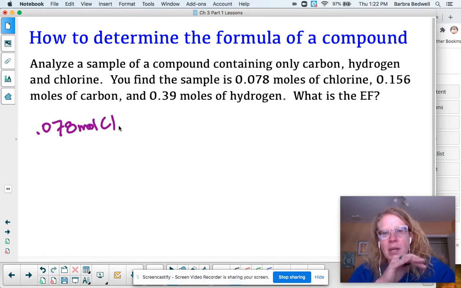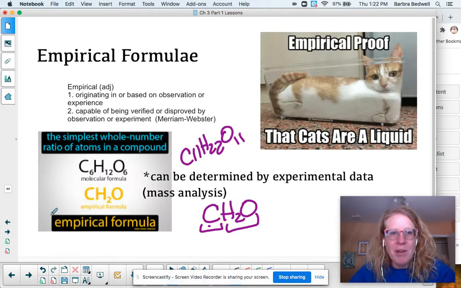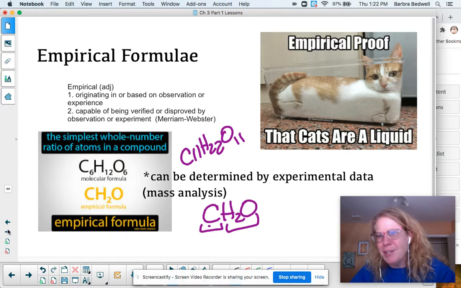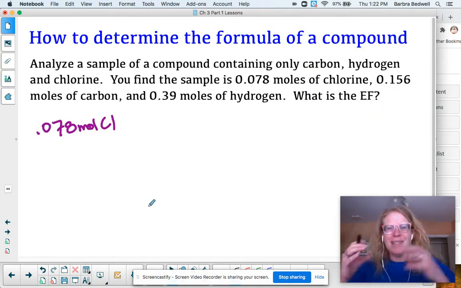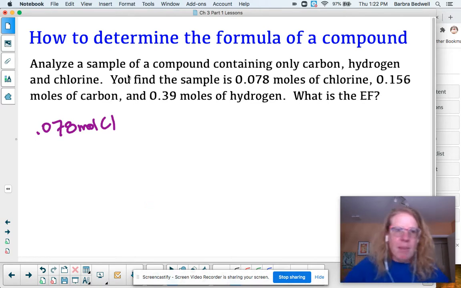The goal here with an empirical formula, I'm going to look back at this one, is I want to figure out what the simplest possible ratio is. Is it 1 to 2 to 1? Is it 1 to 1 to 2? Something like that. I just want to find out the simplest possible ratio of these things. And by looking at this, when I'm in moles now, I'm sort of at that ratio point.